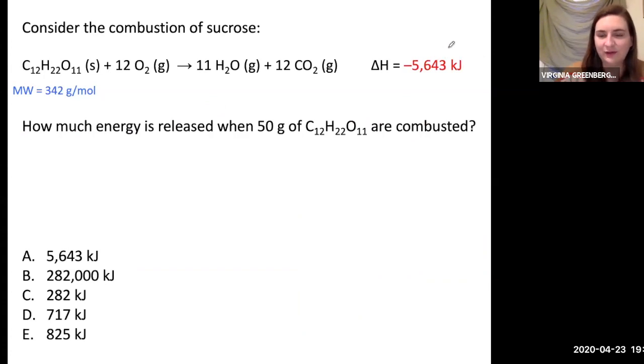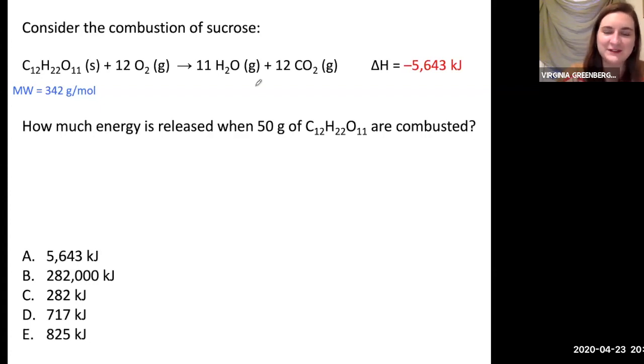And so here we can see a combustion reaction that we do all the time. We have the combustion of sucrose. And so we're going to try to figure out how much energy is released when 50 grams of sucrose are combusted. So what I want you all to do is pause and try to work through this problem on your own. Okay, so 3, 2, 1, pause.